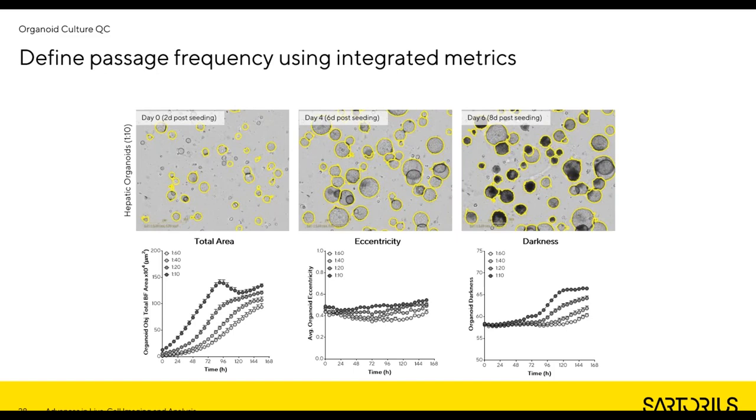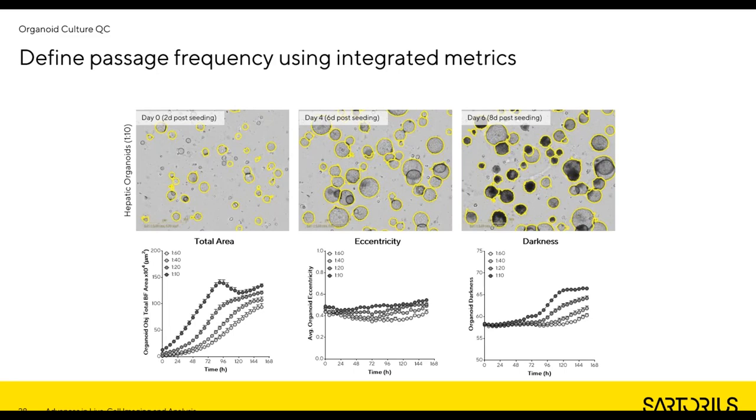Now, when we look further in time and we look at the day 6 images on the far right there, we can see quite clearly from the images that the health of this culture has deteriorated as the majority of organoids have collapsed and darkened. So now some of these changes that I've just described, such as the changes in size and morphology, can easily be kinetically quantified using integrated metrics associated with this organoid software module.